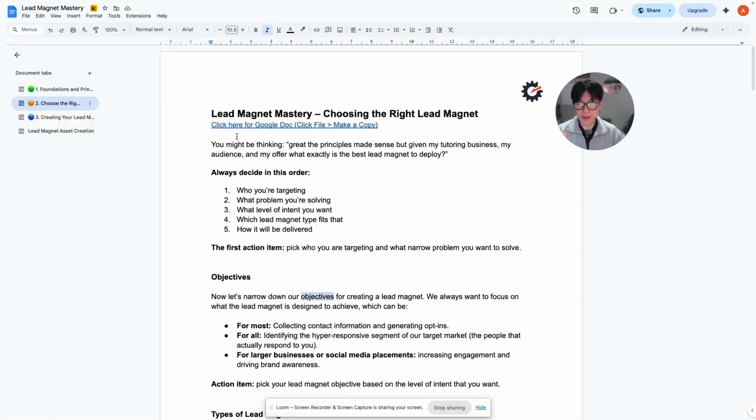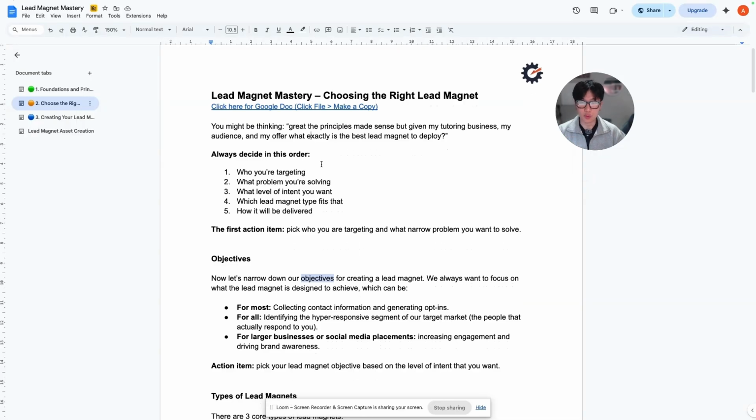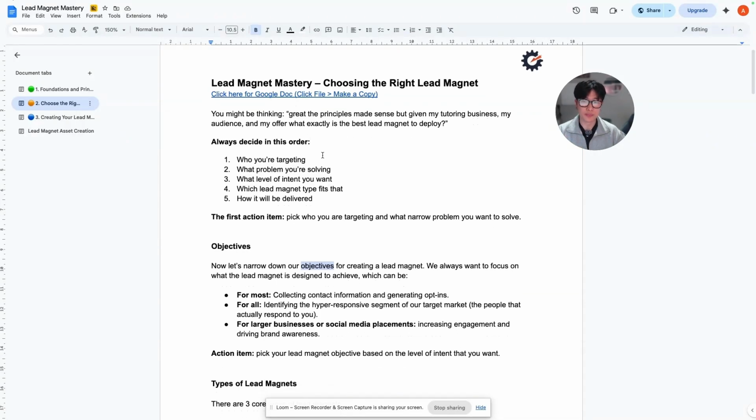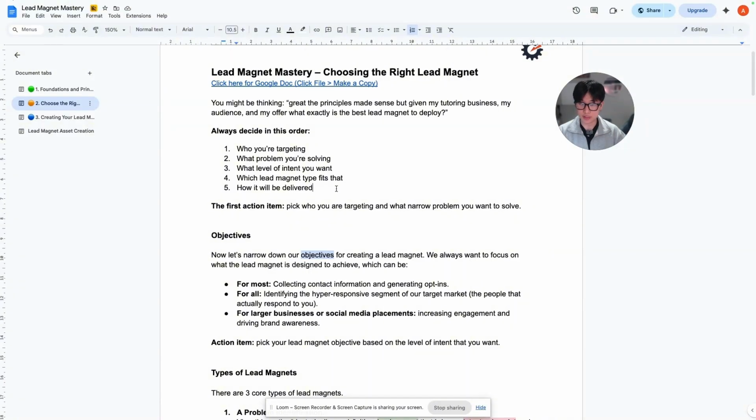So at this stage, you might be thinking, great, the principles made sense, but given my tutoring business, my audience, and my offer, what exactly is the best lead magnet to deploy? I want you to always decide in this order. Firstly, who you're targeting, what problem you're solving, what level of intent you want. Then which lead magnet type fits the problem, the audience, and the level of intent, and lastly, how it will be delivered.